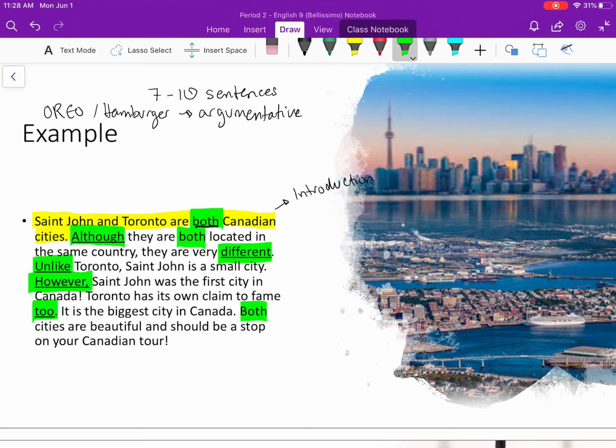Now keep in mind, mine is very short. I'm trying to give you just a nice short example, kind of what I'm looking for. And you can see already here, I have 1, 2, 3, 4, 5, 6. I have 6 different signal words. But in total I have 8 total, but 6 different. So in that short amount of time, I was able to put in a lot of signal words that show you that I'm comparing these two cities.